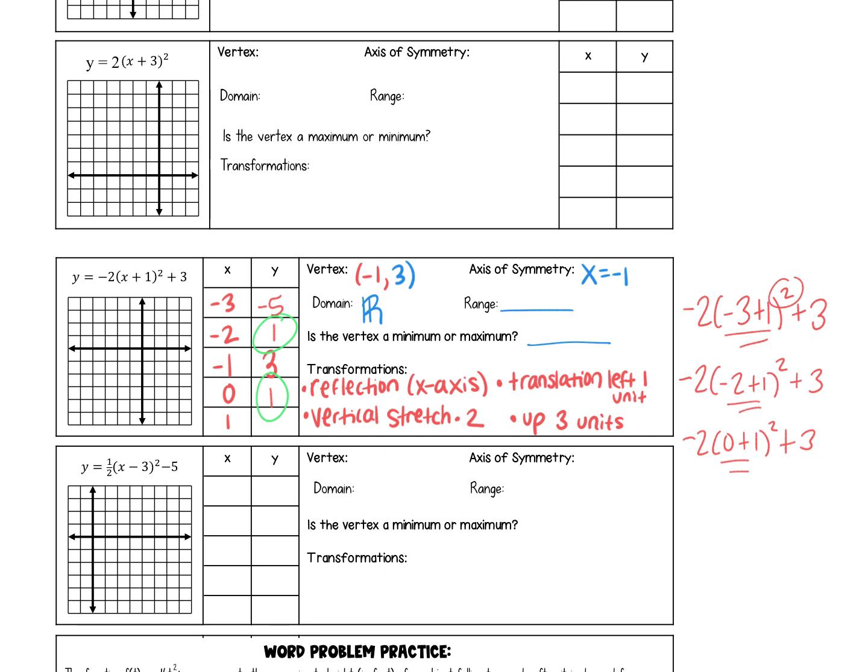Then plug in 1. 1 plus 1 squared plus 3. 1 plus 1 is 2. 2 squared is 4. -2 times 4 is -8. Plus 3 is -5. As suspected, it matches up with this one.